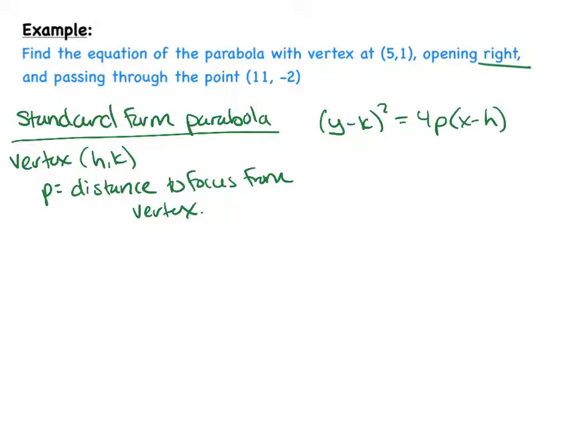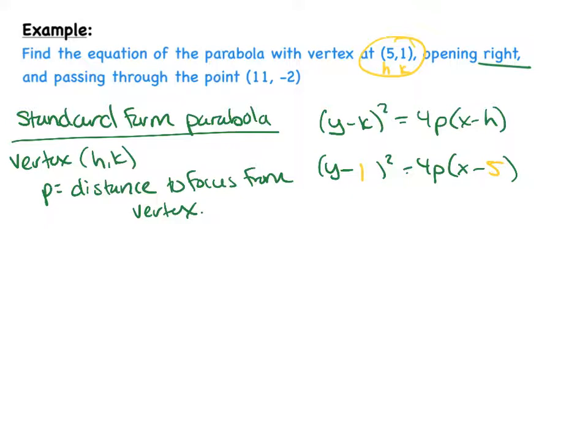Okay, well, the good news is in this problem, we already know what the vertex is. We know that the vertex is at (5, 1), so our h must be 5 and our k is 1, so we can pretty quickly plug that in. So we've got, putting everything else in, k is 1, so (y - 1)^2 = 4p(x - 5).